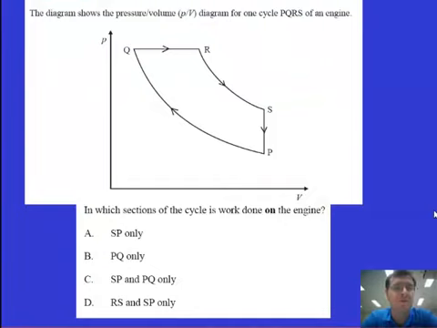This diagram shows the pressure volume diagram for one cycle, PQRS, okay, of an engine. In which section of the cycle is work done on the engine? Okay, so we're thinking about which section of the cycle is work done on the engine.